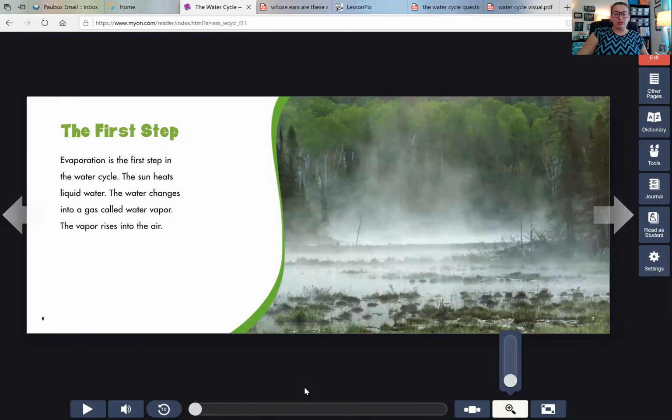Okay, so the first step in the water cycle process. Evaporation is the first step in the water cycle. The sun heats the liquid water. The water changes into a gas called water vapor. The vapor rises into the air. So this is a really good picture of it. It looks like some kind of swamp or something, and it must be very hot because you see this that looks like steam coming off of the water. This is vapor. So it's really not a liquid anymore. It's turning into a gas or vapor, and that's lifting up into the sky.